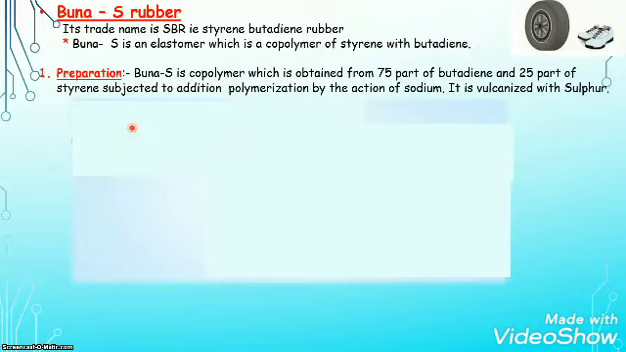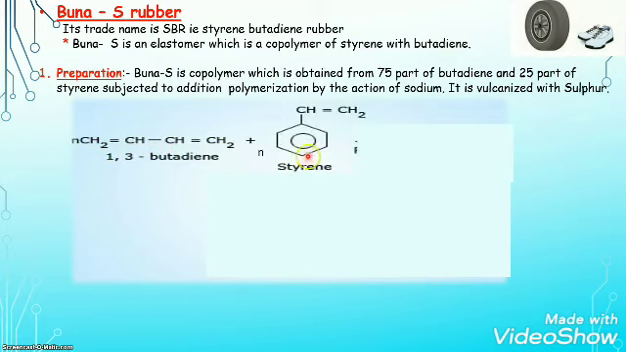For the preparation of Buna S, we require two monomers, that is styrene and butadiene. First monomer is 1,3 butadiene. The structure of 1,3 butadiene contains 4 carbon atoms in a straight chain. Double bonds are there after the first and third carbon atoms, and the valencies of the remaining carbon atoms are balanced by hydrogen. Now the next monomer is styrene. Styrene contains a benzene ring which is bonded to CH double bond CH2. Here for the preparation of Buna S, we are taking n number of 1,3 butadiene and n number of styrene.